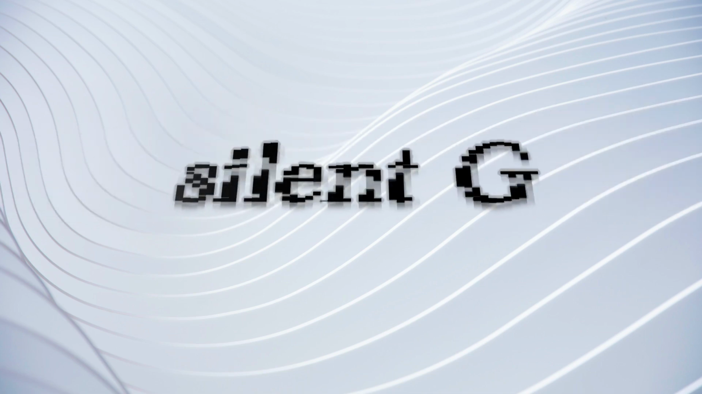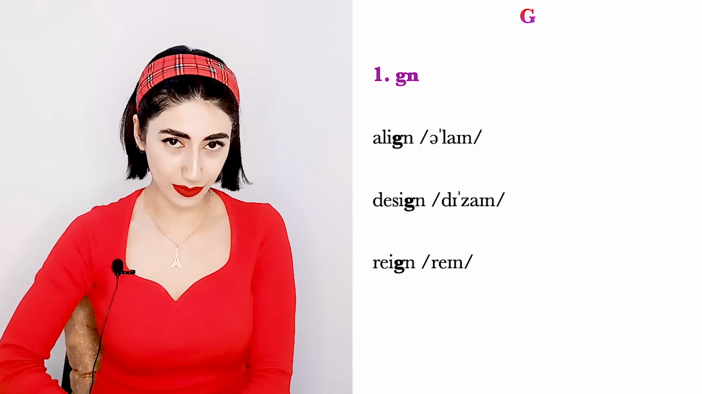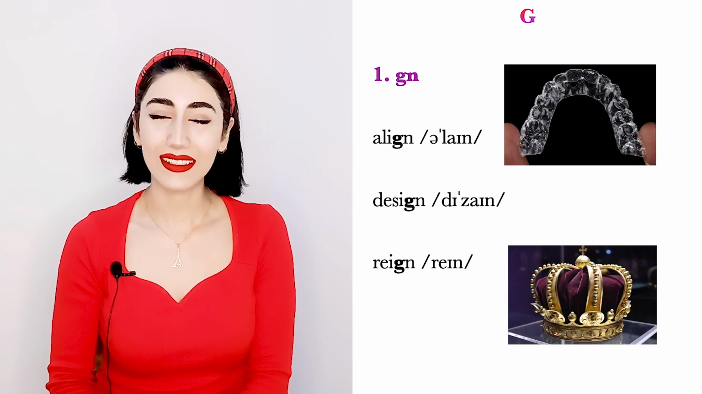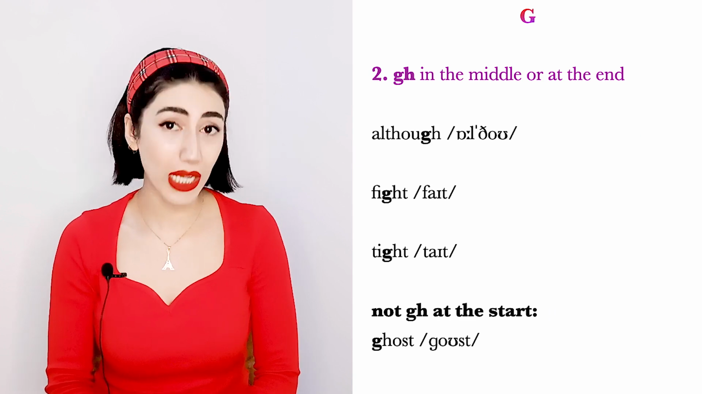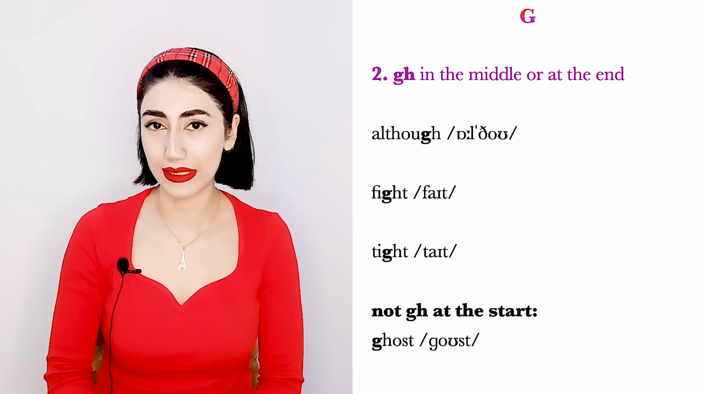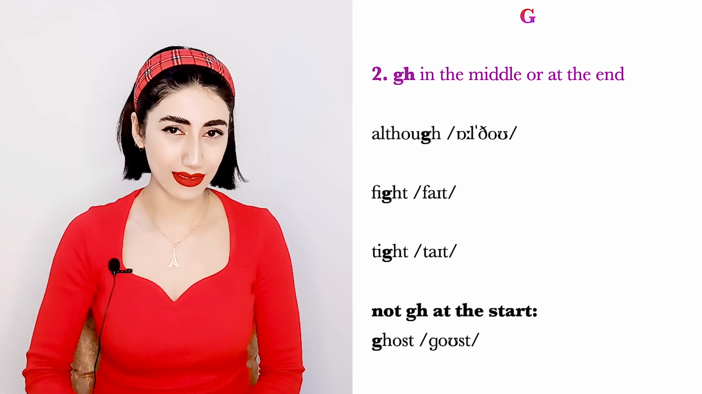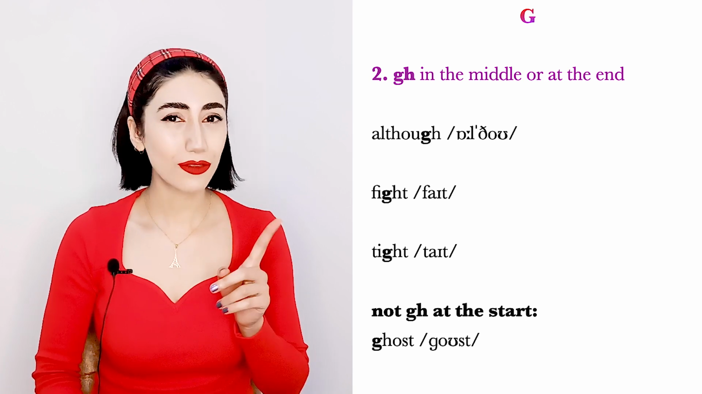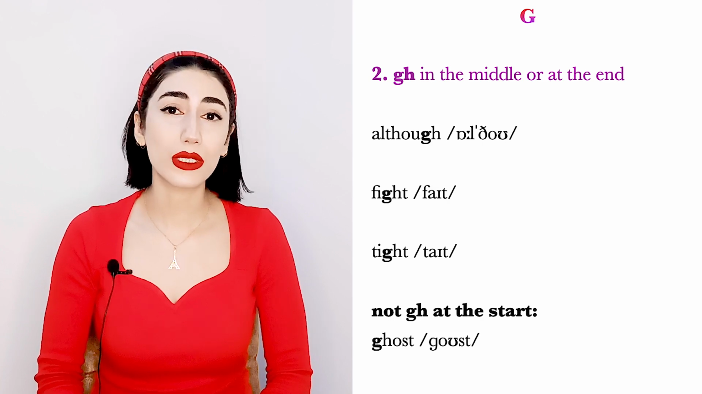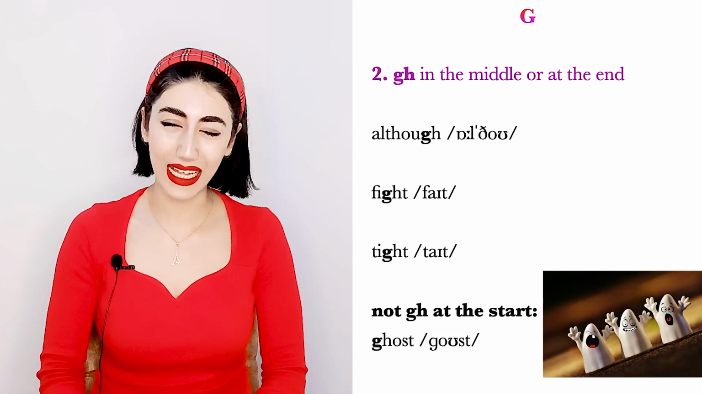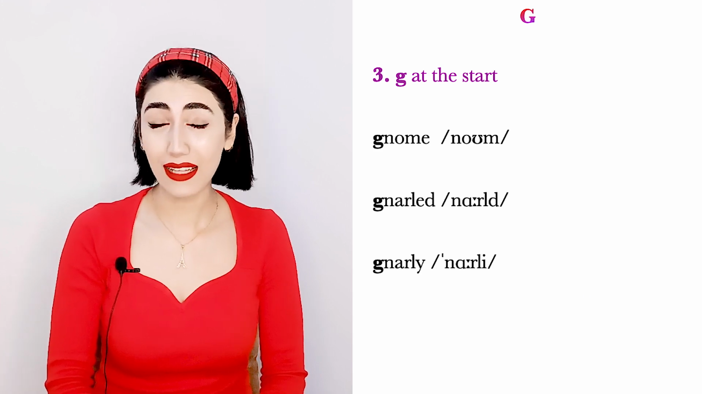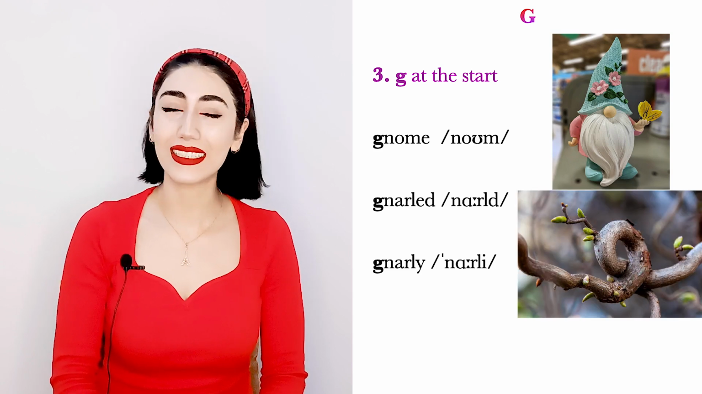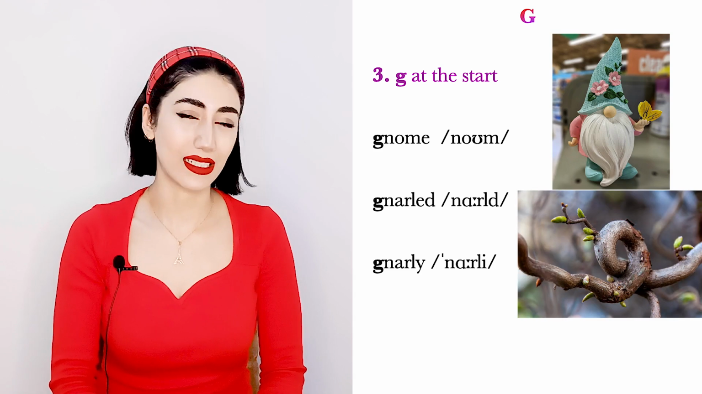And then G. This one has 3 cases to be silent. When there is GN, like in align, design, and rain. 2, when there is GH in the middle or at the end of a word. Here both G and H are silent. And there are a lot, such as in although, fight, tight. Be careful not GH at the start. For example, in the word ghost, G is pronounced, H is silent. And then some G at the start of words, like in gnome, gnarly, and gnarled.